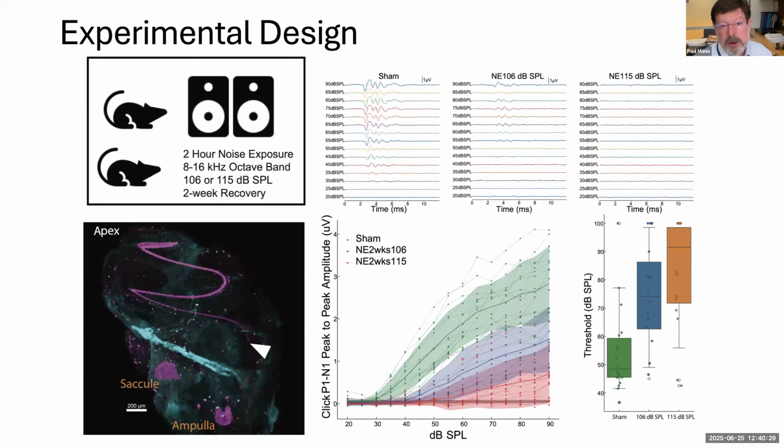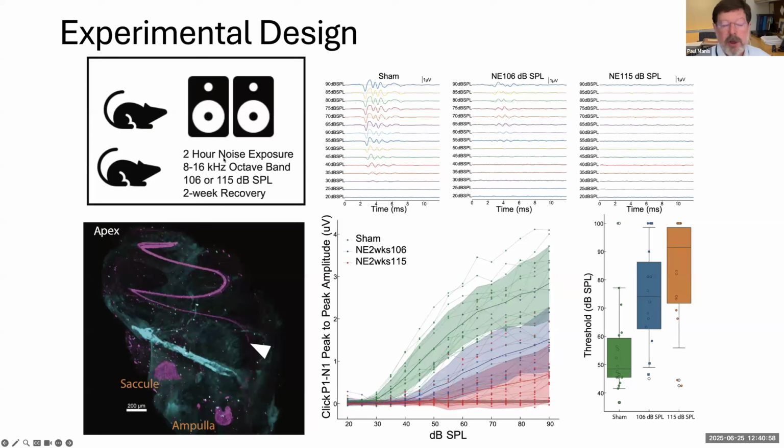So the next set of experiments I'm going to talk about use a slightly different experimental paradigm. And these sets of data are unpublished data at this point. But we used mice. We did a 2-hour noise exposure, 8 to 16 kilohertz octave band, a very standard sort of exposure system, 106 or 115 dB SPL, meant to cause a partial hearing loss or a more complete hearing loss. And then we allowed a 2-week recovery.